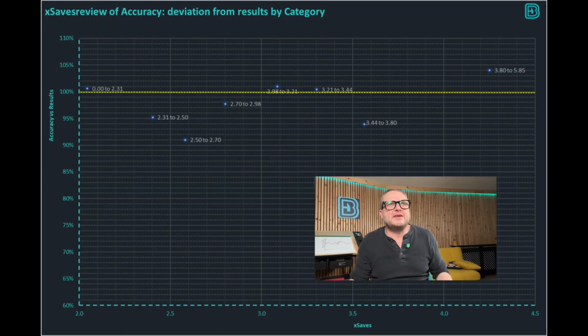And maybe one more. Shall we have a look at saves? xSaves review. Saves are slightly harder to get a lot of data on because, of course, there's only 2 players per game that are going to get saves for you. So we have fewer percentiles that we were able to divvy this up on. But we were looking at 0 to 2.31 on the lower end, probably a heavy favourite that's not going to get that many shots on target in their direction, and then 3.8 to 5.85 on the other side.